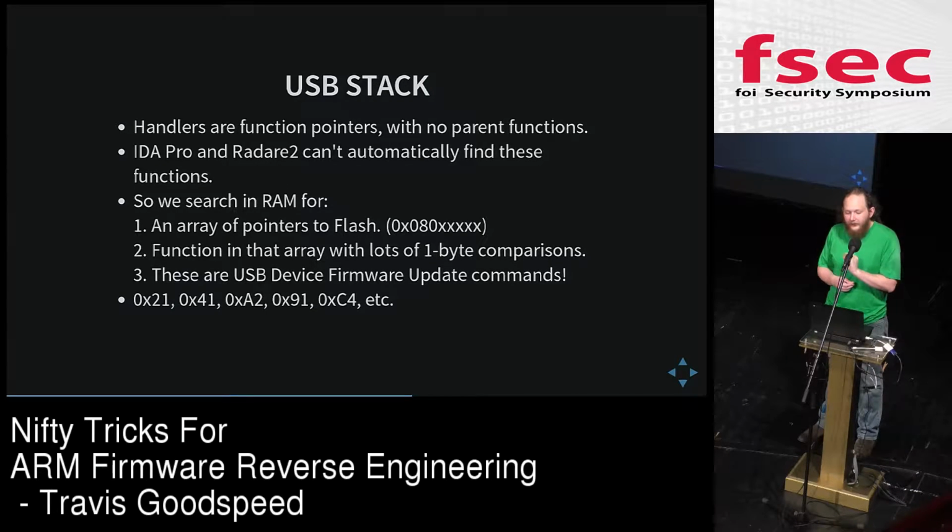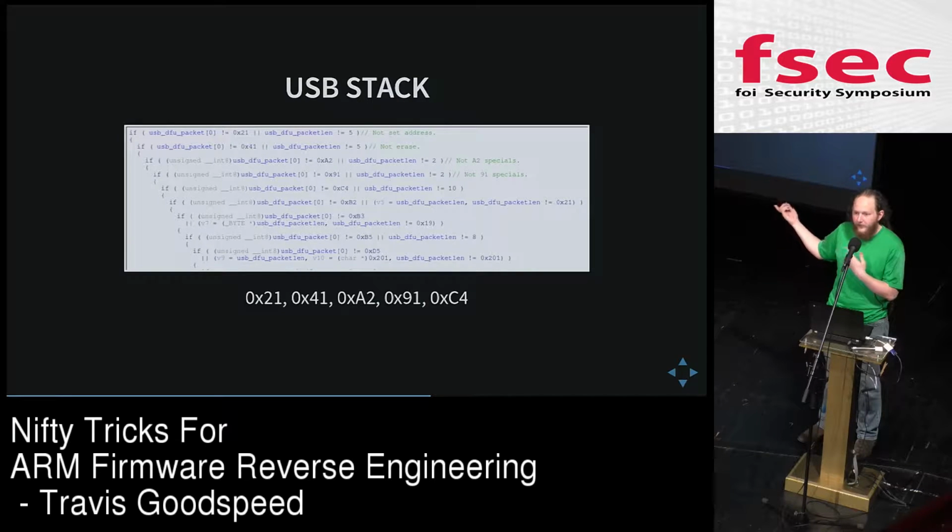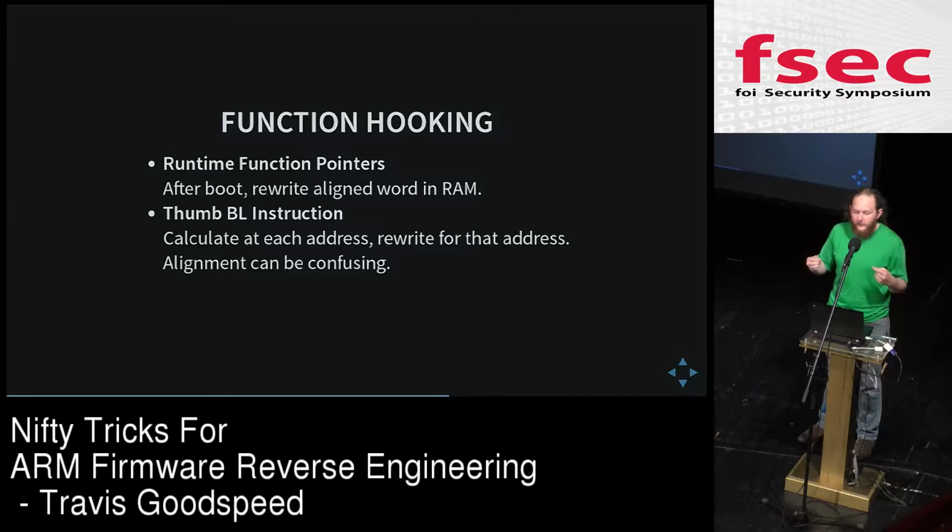Then I find the function in that array that has lots of 1-byte comparisons, because the protocol has only a single byte for the command field. And then I look to see that those 1-byte functions are the same as the known commands. In my case, 2.1 is a read, 4.1 is a write, A2 is an erase, 9.1 is unique to this protocol. By finding all of those, I'm able to then know that I've got the right handler function, which sure enough pops up, accessing the right regions. And then I'm able to hook them by rewriting the function calls.